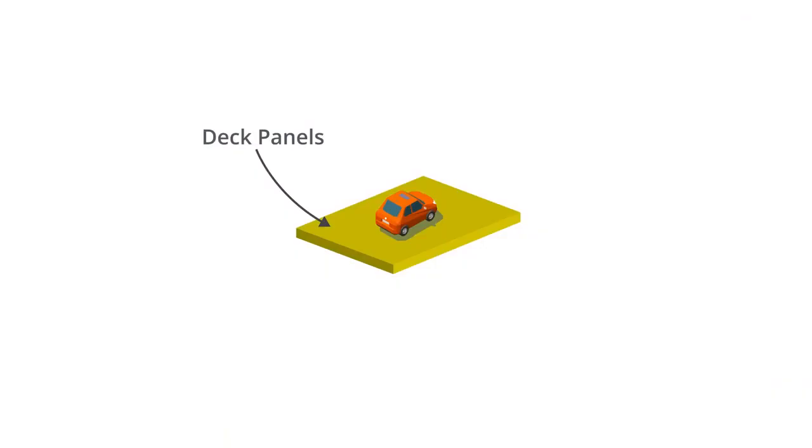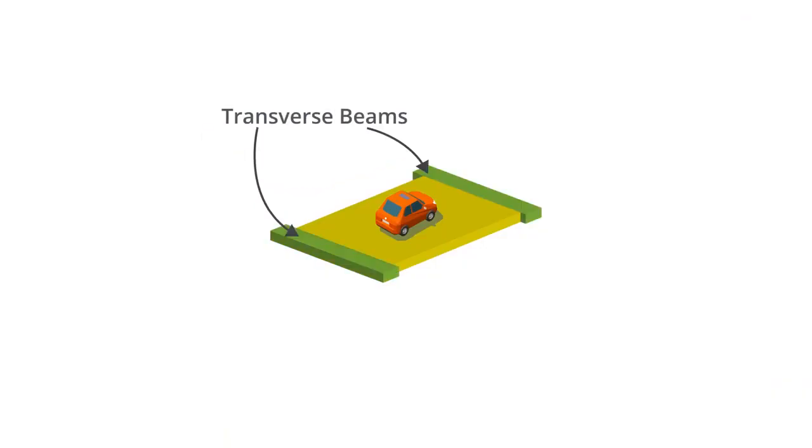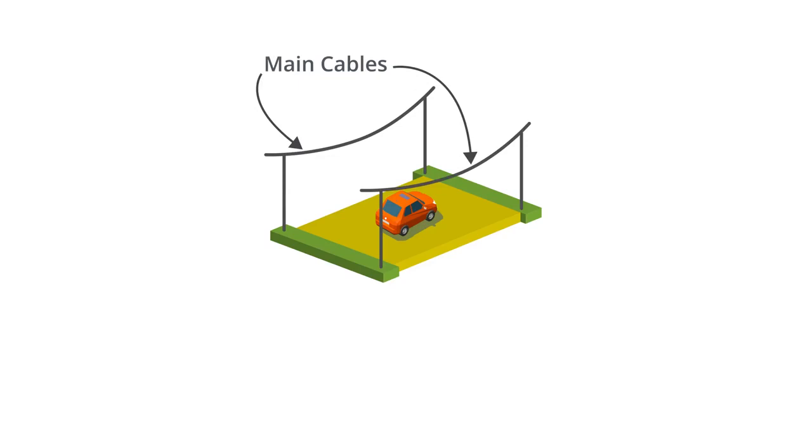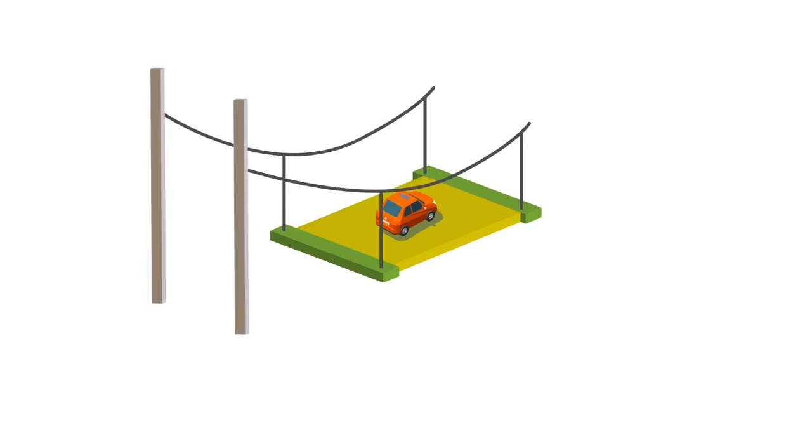This load transfer is usually done using deck panels, and they are carried by beams running across the width of the bridge. The ends of these transverse beams are in turn carried by vertical rods or wires, called suspenders, and they are in turn connected to the main cables, which rest on the towers and their foundations. The complete load transfer path involves the deck panels, transverse beams, suspenders, main cables, towers, and foundations.